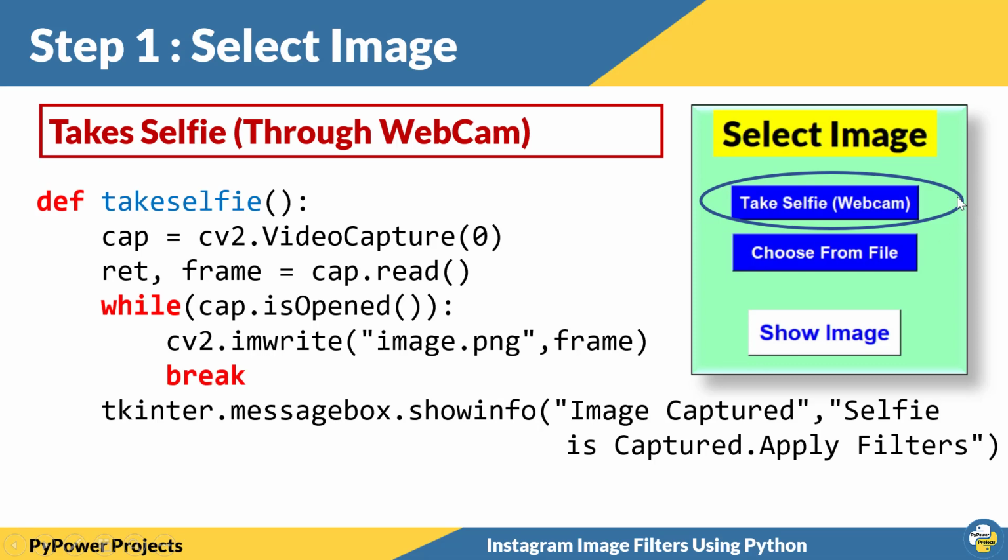Now step 1, select image. Here in the GUI you have one button called take selfie, to take a photo from your webcam. This particular code is working behind this button: def take selfie, and it will start a video capture through your webcam, where 0 means the first webcam, and the image captured from the video will be stored in capture.